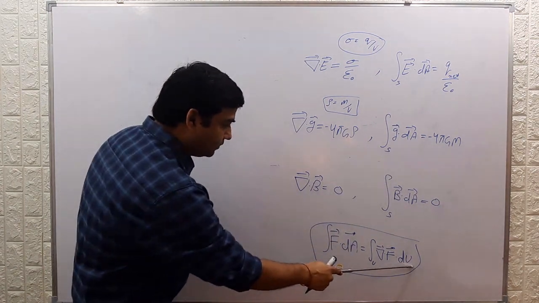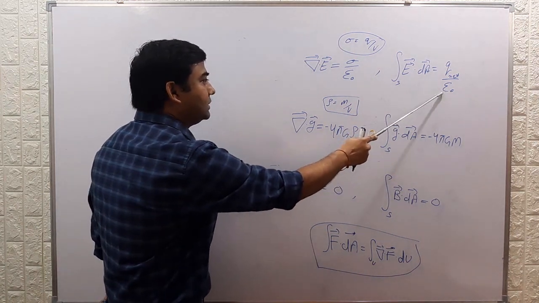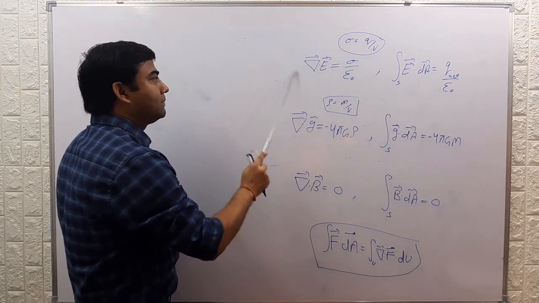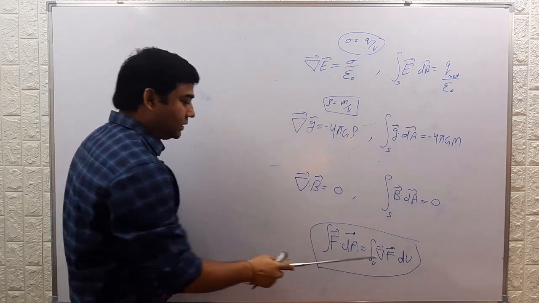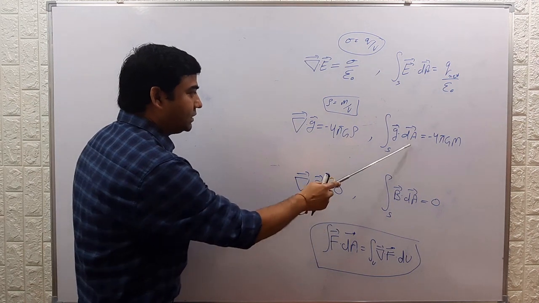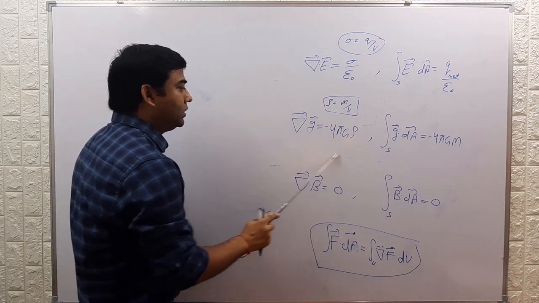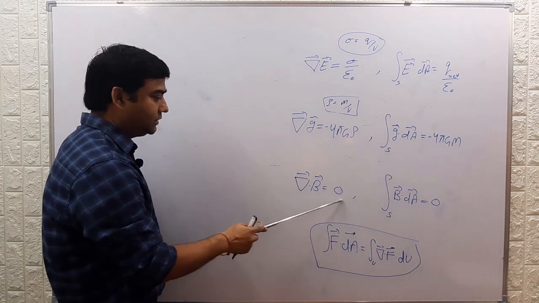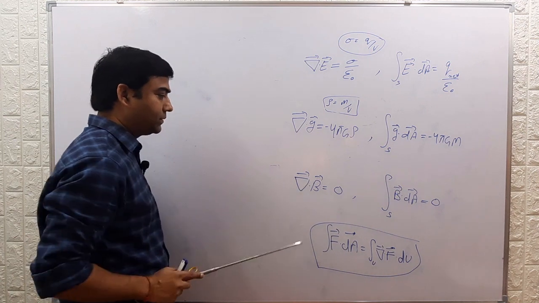Similarly, when you compare the divergence part of Gauss's law with q net by epsilon 0, you get the differential form of Gauss's law for electric field. When you compare divergence part in gravitational field, you get differential form of Gauss's law for gravitational field. Similarly, differential form for magnetic field by comparing divergence part.